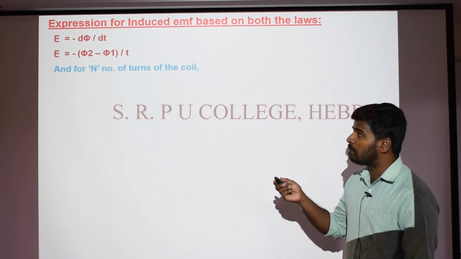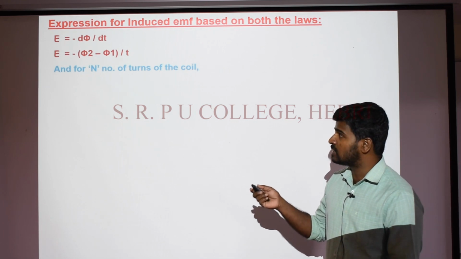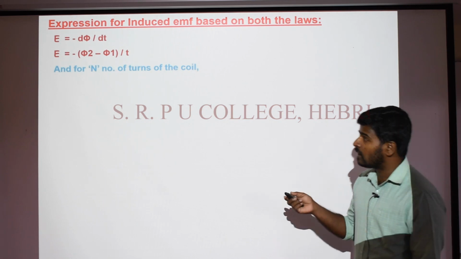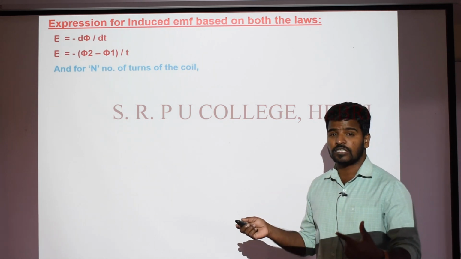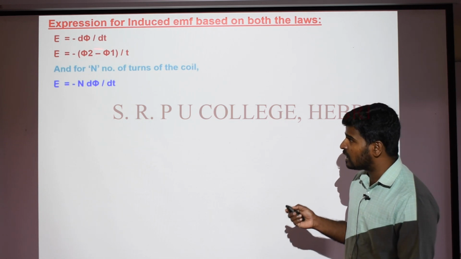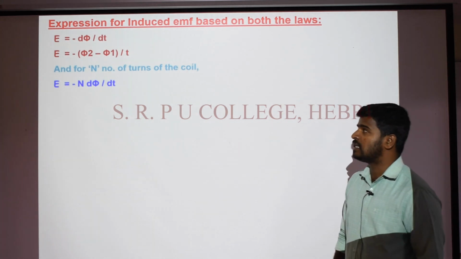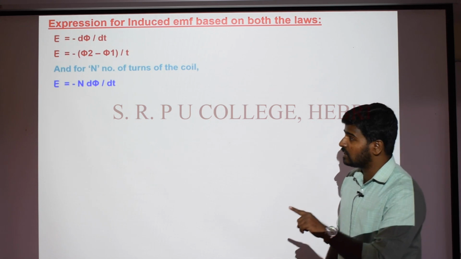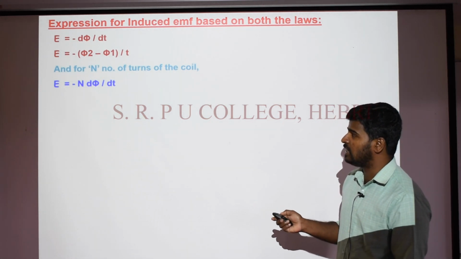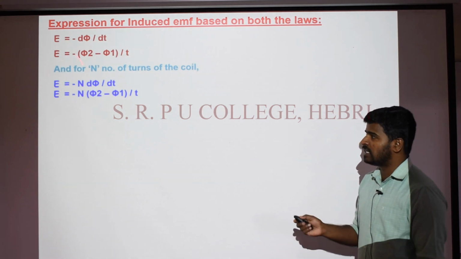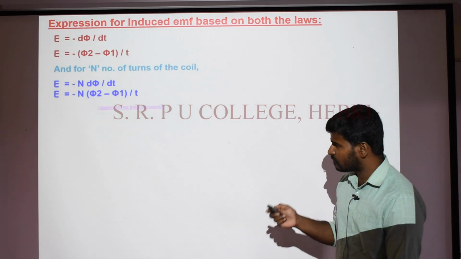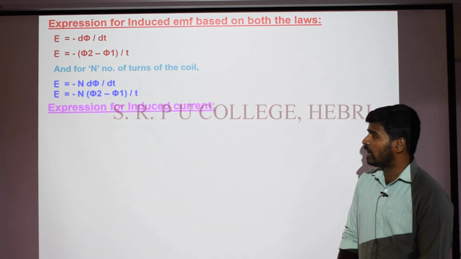In the next step, d phi is extended as phi 2 minus phi 1, is it clear now, divided by t. And if the coil consists of n number of turns, the same equation is written as E is equal to minus d phi by dt, taken as E is equal to minus n times d phi divided by dt. In the next step, E is equal to minus n times phi 2 minus phi 1 divided by t. Is it clear? Next, expression for induced current.